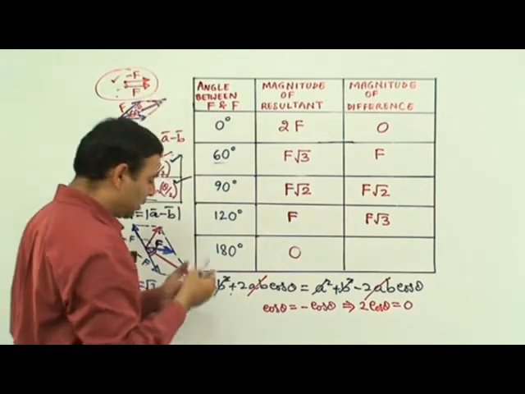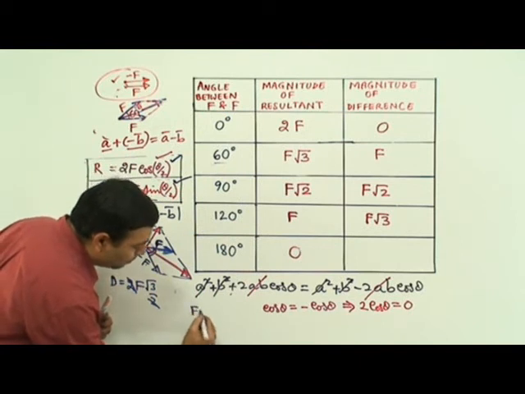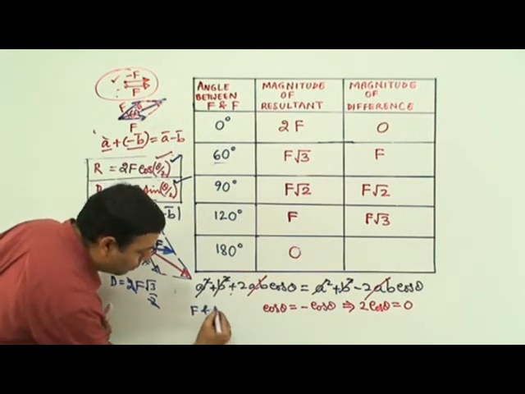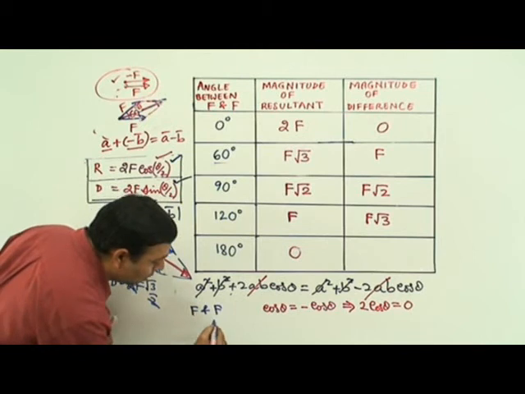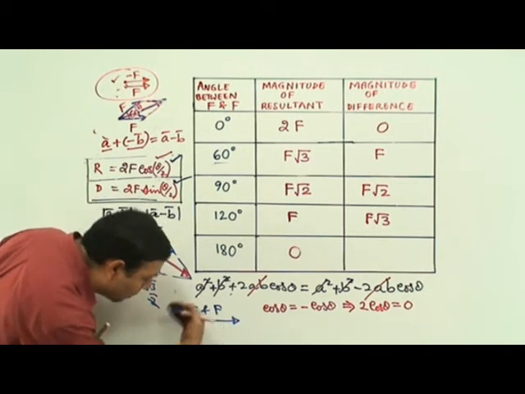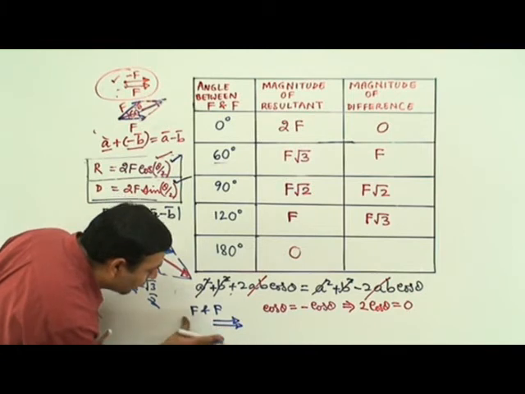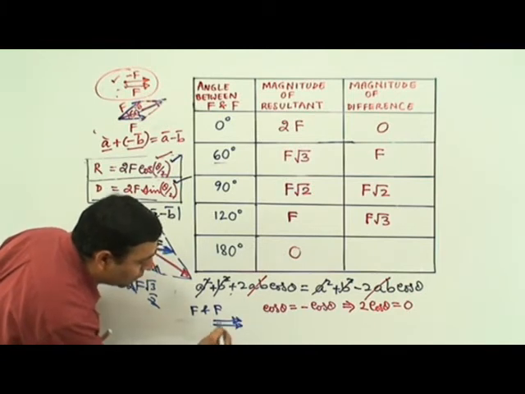In fact what I am trying to tell you is these two vectors, magnitudes F and F, are in opposite direction. When you add up, they cancel out and result is 0. Subtracting means one vector we negate. So definitely negate and then add. So definitely F and F in same direction now.